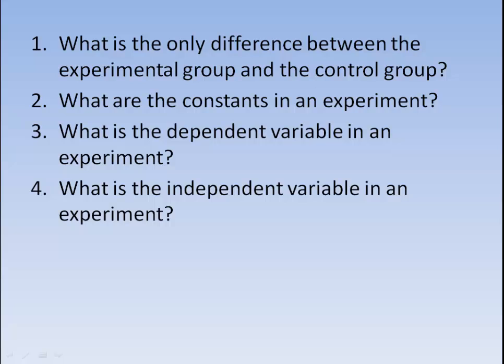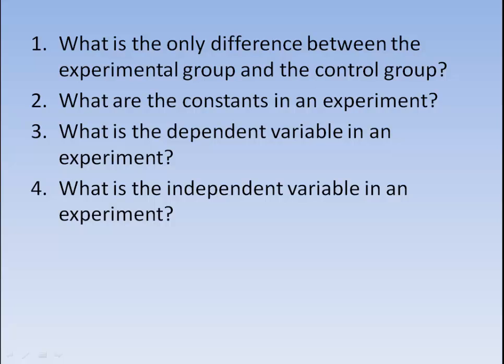What are the constants in an experiment? The constants are the things that are the same between the experimental group and the control group. So everything besides the independent variable is a constant. The pot, the soil, the amount of water, how much water we use, the seeds, all those things are constants in this experiment.